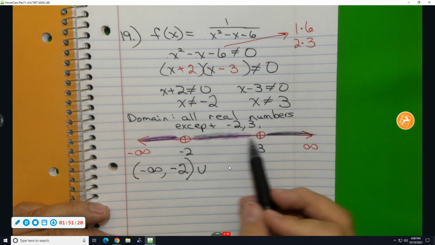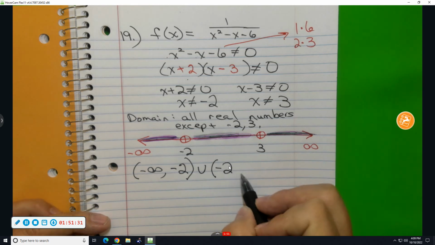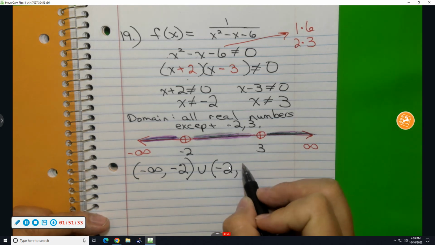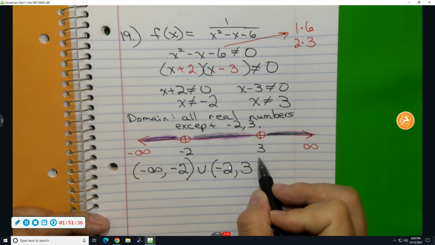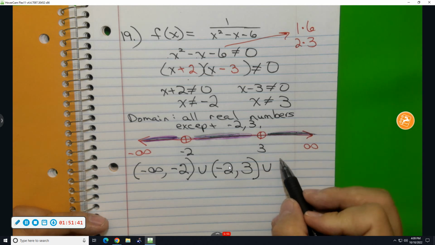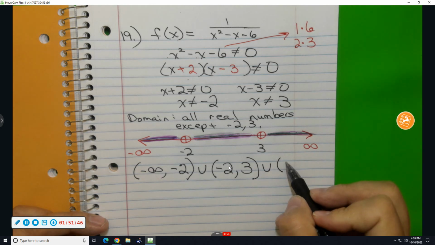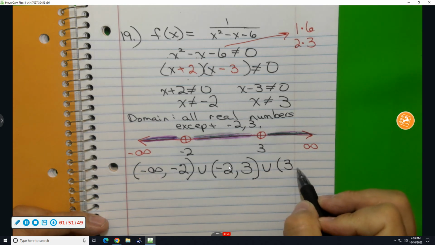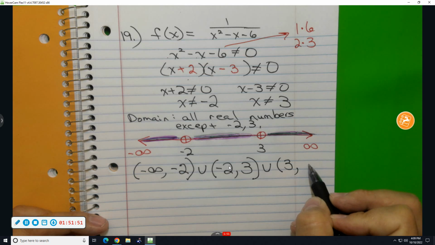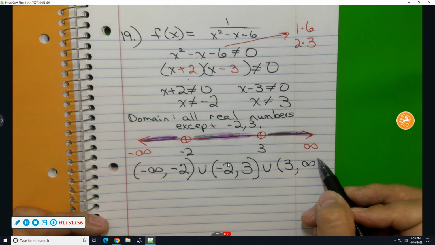Or this interval here, call it out as if you were typing it in. Before the -2, I'd have to type in a parenthesis and then the -2, comma, 3, after the 3, union, this interval, parentheses, 3, comma, infinity. Okay.